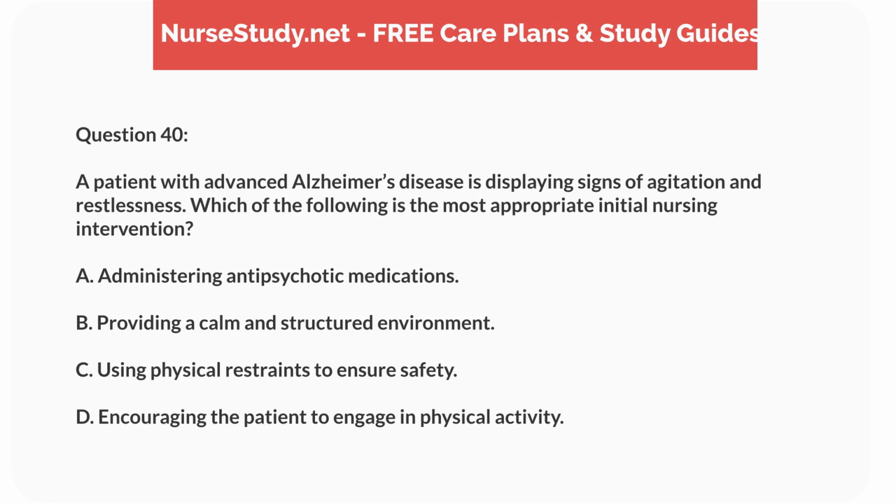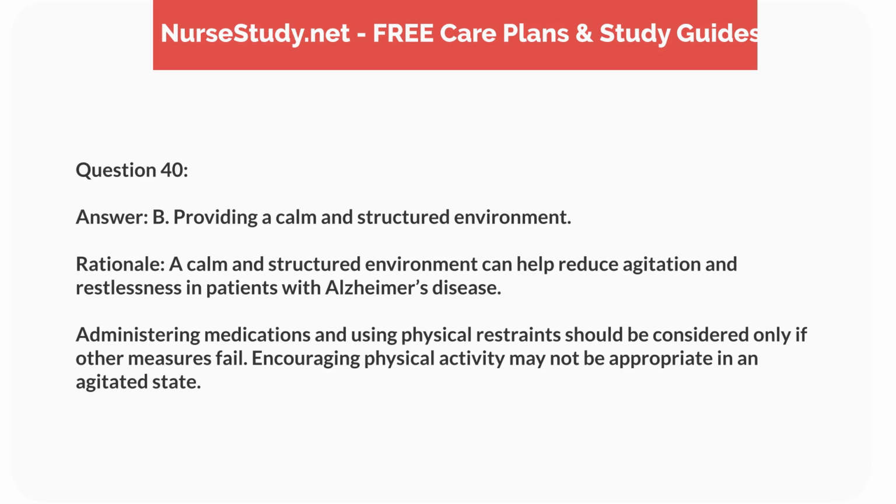Question 40. A patient with advanced Alzheimer's disease is displaying signs of agitation and restlessness. Which of the following is the most appropriate initial nursing intervention? A. Administering antipsychotic medications. B. Providing a calm and structured environment. C. Using physical restraints to ensure safety. D. Encouraging the patient to engage in physical activity. Answer. B. Providing a calm and structured environment.